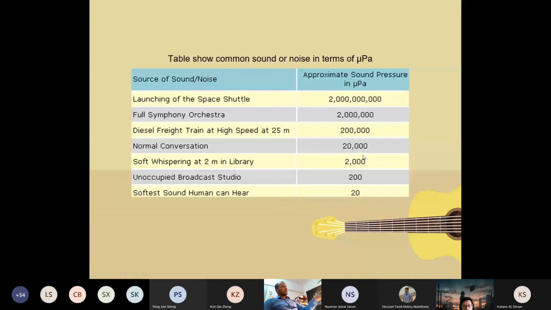Normally there is a threshold here. I'm not sure if it exists in the next slides. We'll see. But anyway, for the launching of a space shuttle, of course you will be able to hear this sound. It's not frequency. Remember, this one is micropascal. So it's really dangerous. Of course, you can even die if you are close to the source of this kind of sound pressure. You can imagine a full symphony orchestra, so 2 million micropascal.